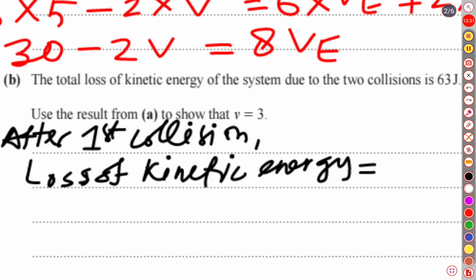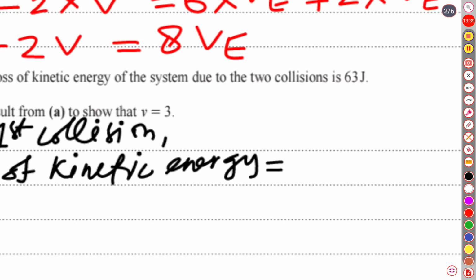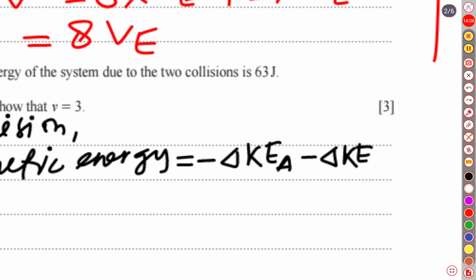What is the formula for loss of kinetic energy? It is equal to, as there are two particles, we will have to write the change in kinetic energy. The first collision happened between particle A and B. As this is actually a loss of kinetic energy, it must be negative. It will produce a negative result. So it is the change in kinetic energy of particle A after collision, plus the change in kinetic energy of particle B after the first collision.